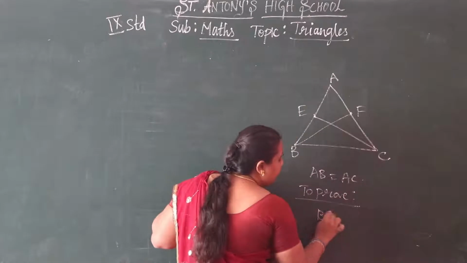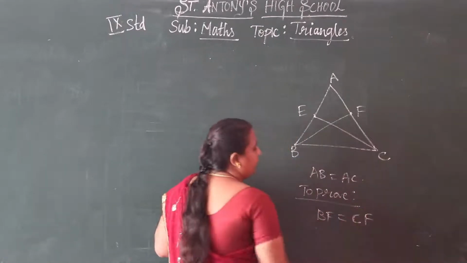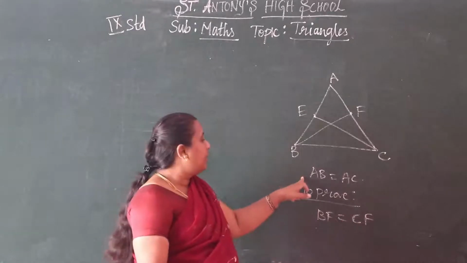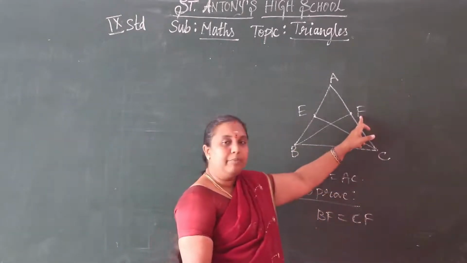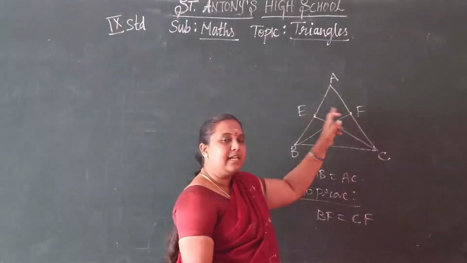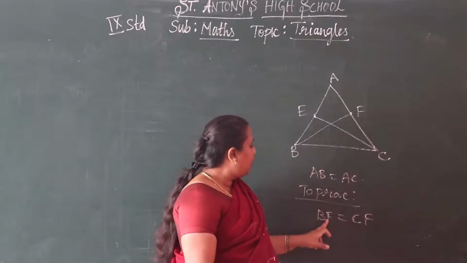BF equals CF, we want to prove. Okay, so what is given? AB equals AC. It is given. And E and F are midpoints of equal sides AB and AC. That also we know. And what do we want to prove?